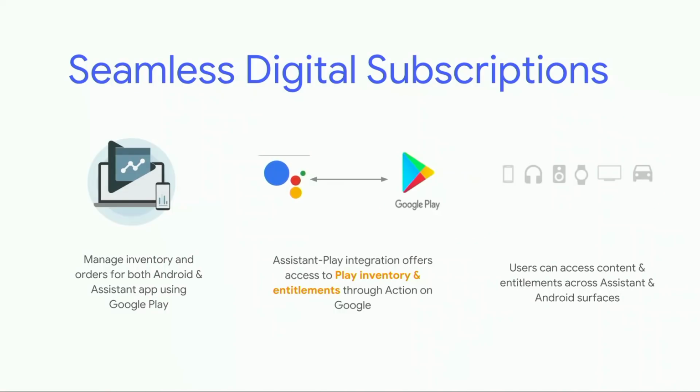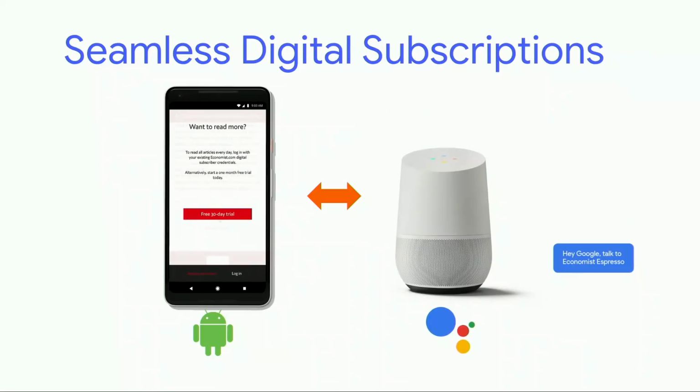That was account linking. Let us talk a little bit about Play entitlements and seamless digital subscriptions. The interesting thing is that both the Assistant and Android use Google Play for inventory and order management and entitlements management. Because both of them use the same Google Play infrastructure, entitlements, subscriptions, and in-app purchases work seamlessly across both Assistant and Android.